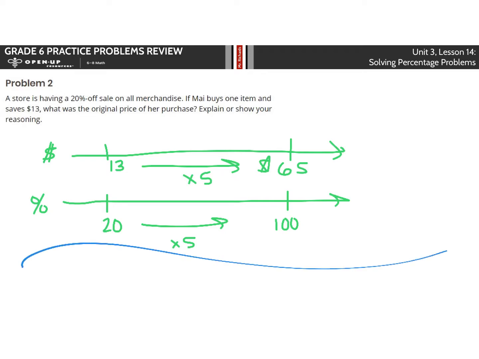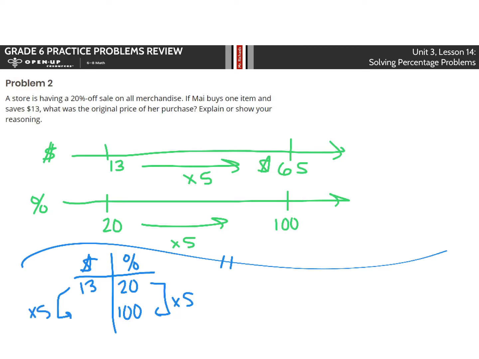Another method involves our good old table here. If we set up our dollar and our percentage, we know the $13 saved represents 20% off. So how can I get to 100? This time, again, it's just the one step, and as we showed in our number line, we're multiplying by 5. And so 13 times 5 is 65. $65 represents the 100%. And so the original price of the item is $65.